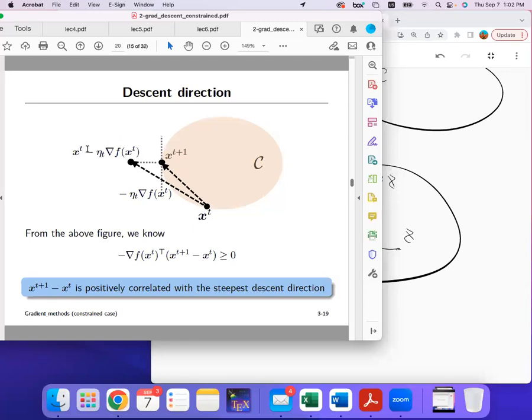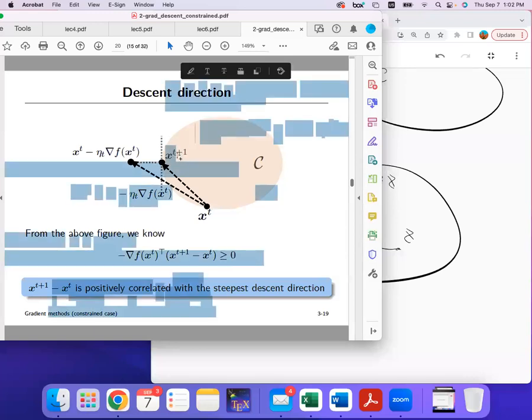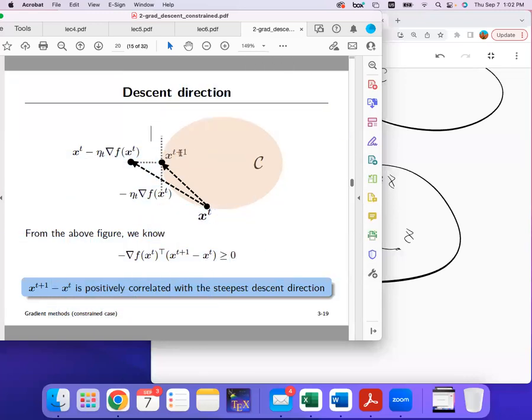Now, it may happen you go outside the constraint set, but then you do a projection. This projection gives you the next point, xt plus 1. Okay, so this is the two-step process. Gradient descent, going back, I do a projection.